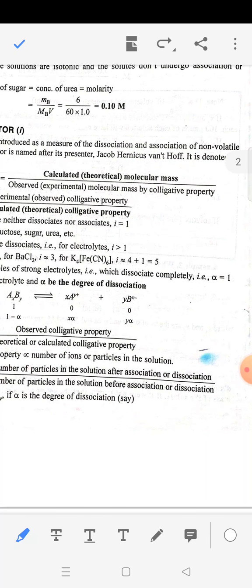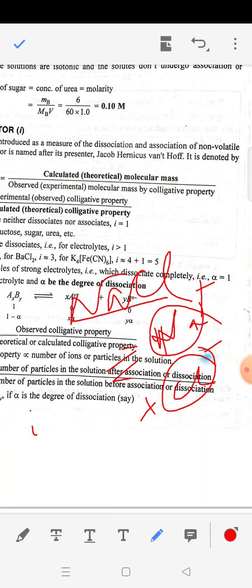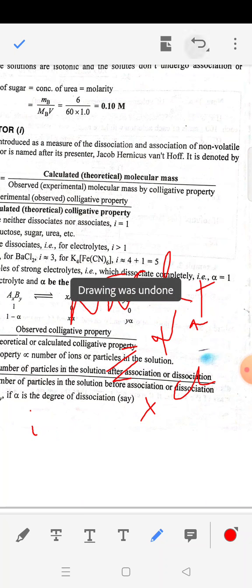Say for example, if we want to calculate i for NaCl, what do we do? You know that NaCl dissociates to give Na plus and Cl minus. So the number of particles after dissociation is 1 and 1, that is 2. Before dissociation it is 1. So i will be 2 divided by 1. So finally you get the value 2. You have to assume that the dissociation has occurred completely, that means 100% dissociation.